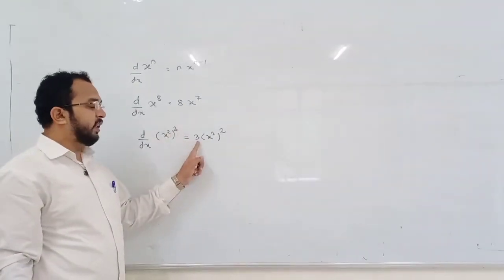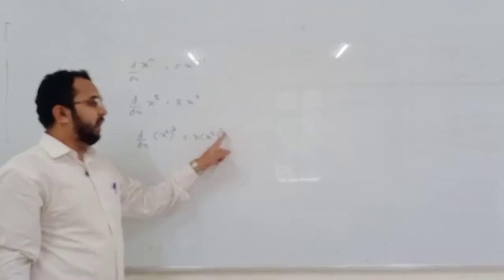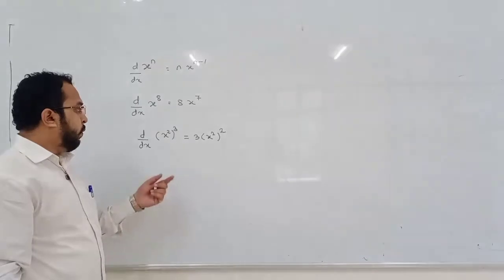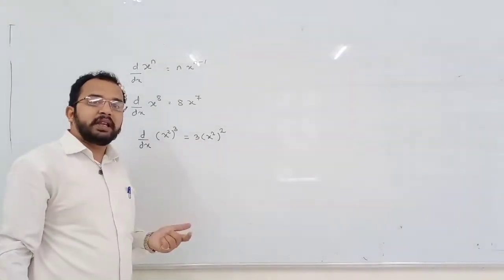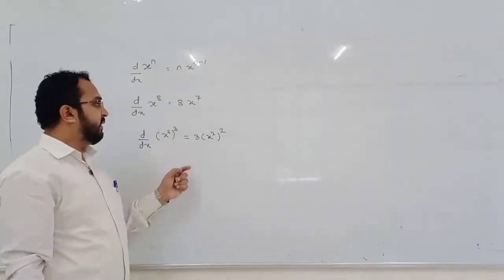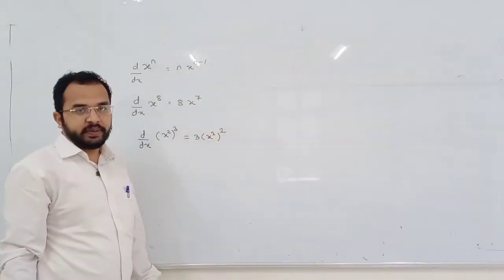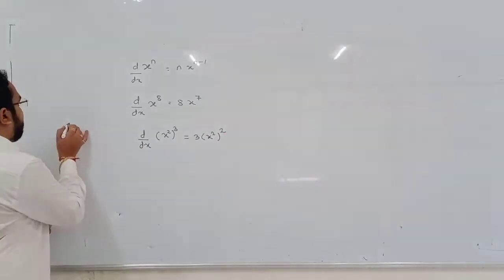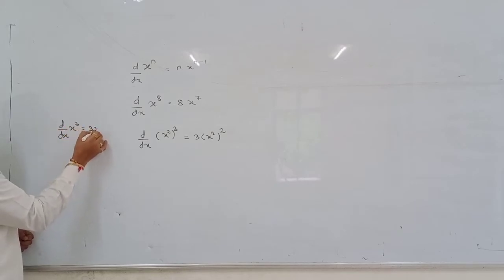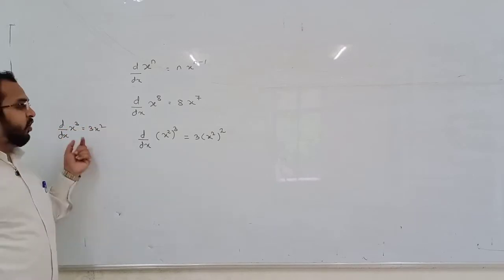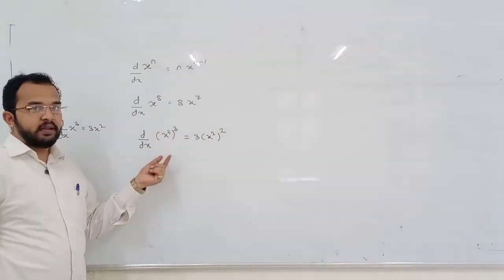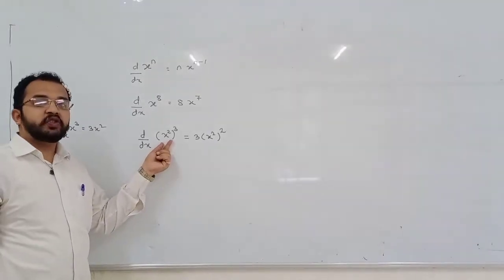We took the 3 in the numerator and reduced the power by 1, so 3 minus 1 is 2. Now, are we done up to here? No. This is possible when there is only x cube here. If it was x cube then it will be 3x square. Suppose if it is like x cube then it will be 3x square. But here in place of x, what is there? x square. In place of x there is x square.